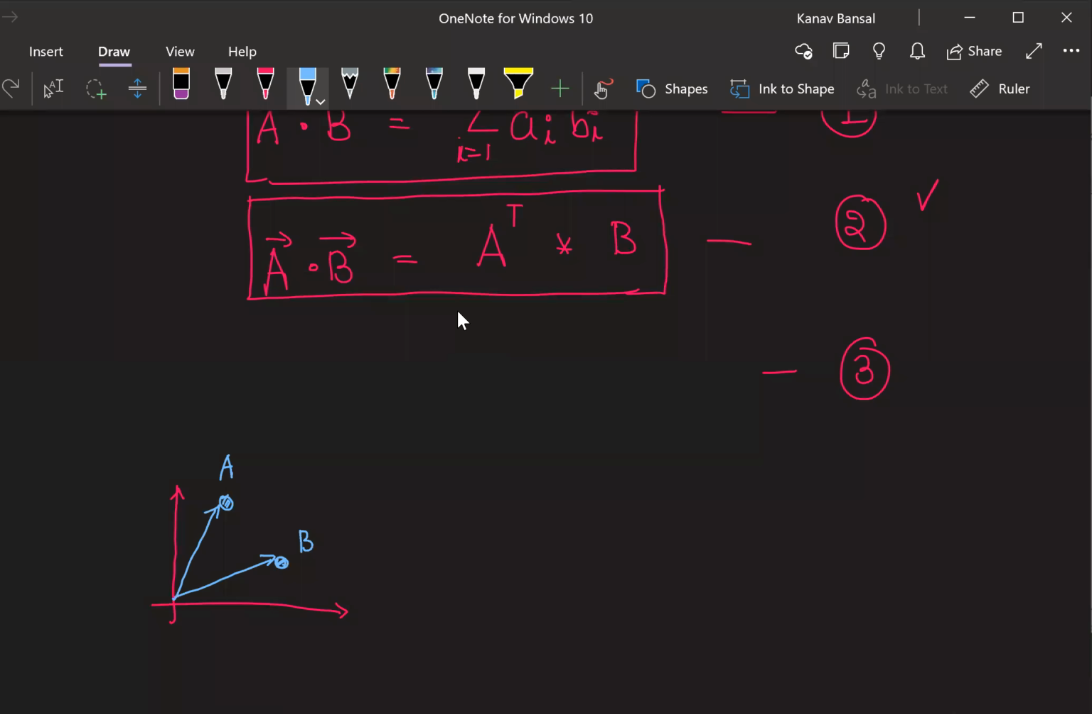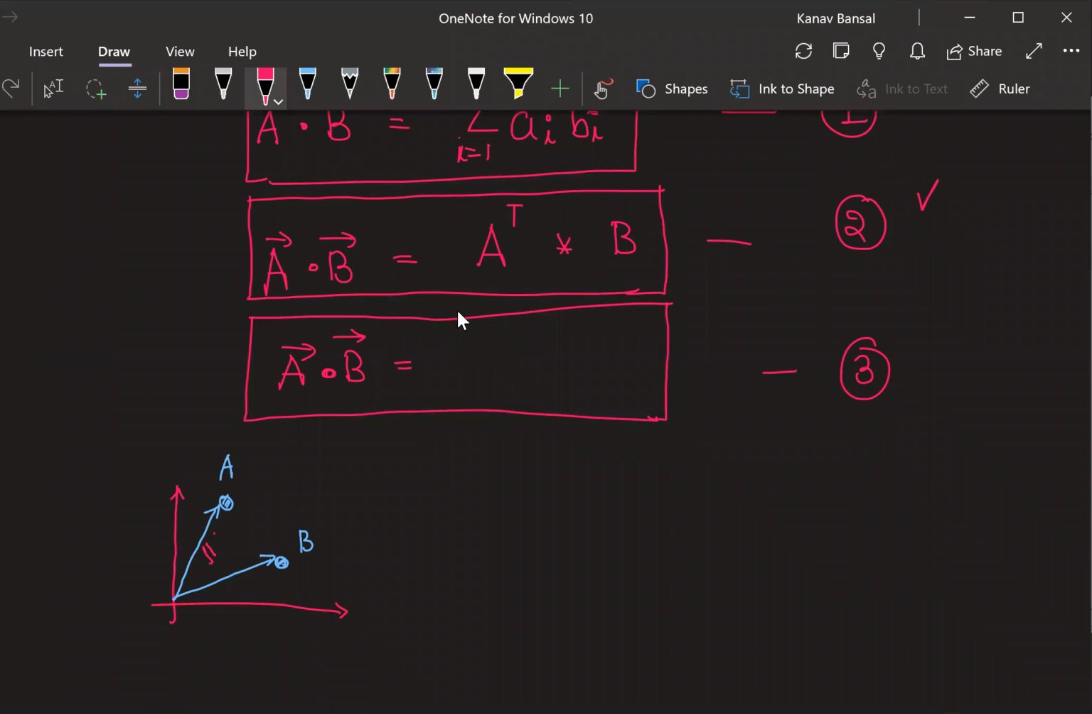Now I want to calculate the dot product between these two vectors. What is the third way of computing the dot product between these two vectors? What you can do is calculate the length of A. Do you remember how we have already seen the length of A? Can anyone recall how to calculate it? I can write it like this: length of A, and this is length of B. This is how mathematically you represent it.